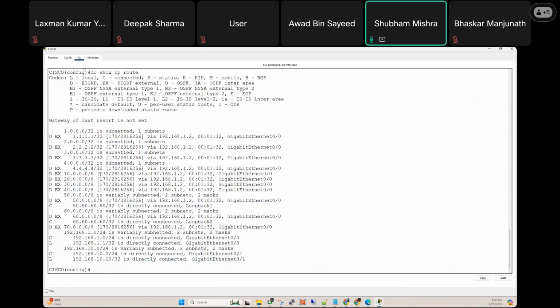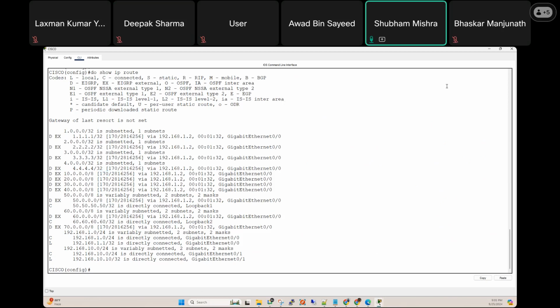And what is the AD value? 170. Getting my point? Basically, EIGRP uses two AD values, 90 and 170. 90 and 170 mean, any idea? 90 is for the same protocol, internal routes, same domain, and 170 is for external routes, a different protocol.